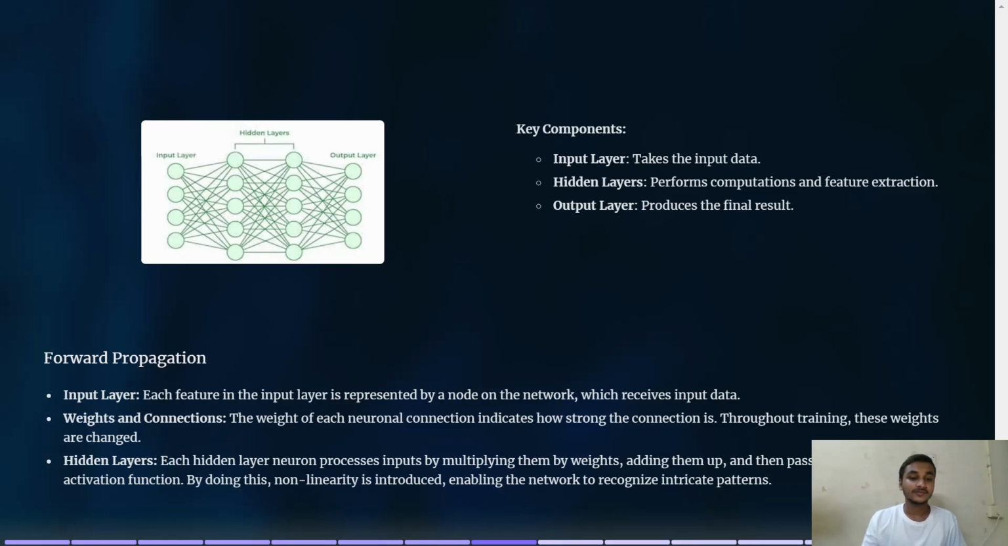And in the hidden layers, each hidden layer neuron passes inputs by multiplying them by weights, adding them up, and passing them through an activation function. By doing this, non-linearity is introduced, enabling the network to recognize intricate patterns.